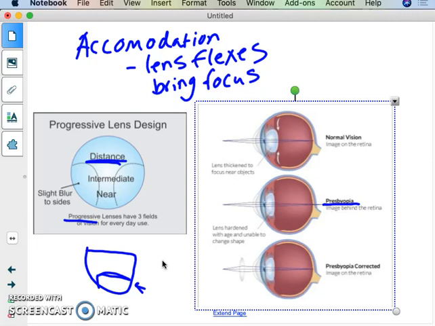And that is an important thing to understand, especially since you know about accommodation here, is that their lens is no longer flexible. All right, the lens hardens over time with age. So generally, a lot of people get this eye condition, especially as we look at our phones more and look at screens. It's getting worse and worse. All right, so that is how we fix problems with our vision.